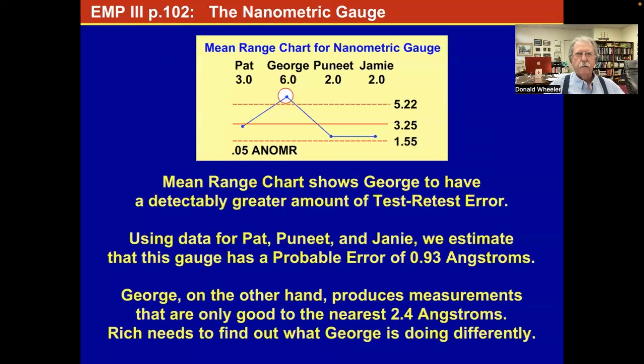Let's check these out. The mean range chart for the nanometric gauge shows George to have a detectably greater amount of test-retest error. Using the data for Pat, Puneet, and Jamie, we estimate that this gauge has a probable error of 1 angstrom. George, on the other hand, produces measurements that are only good to the nearest 2.5 angstroms. So Rich needs to find out what George is doing differently. He's not getting everything this system can deliver.